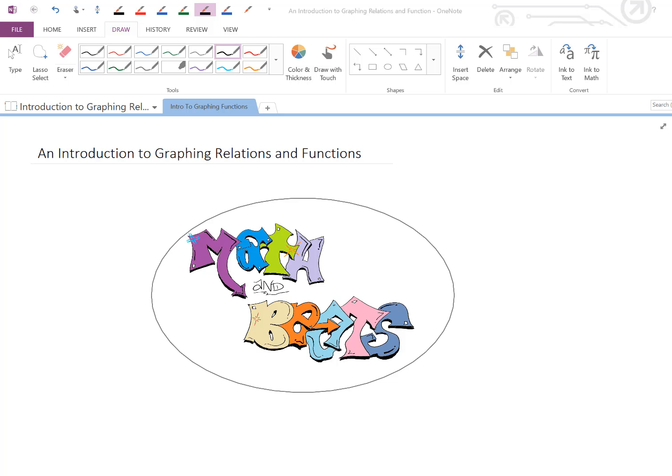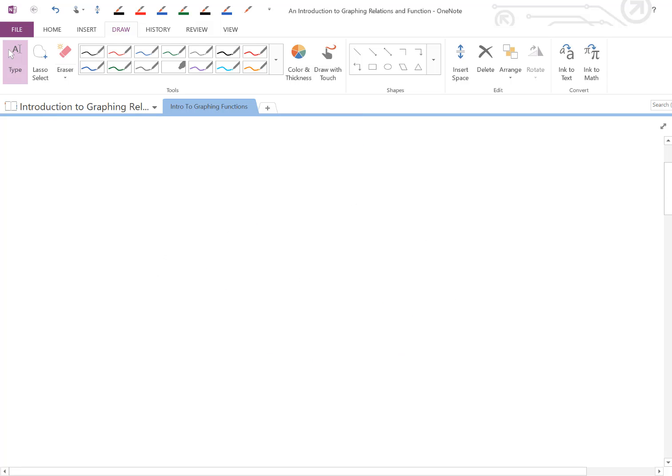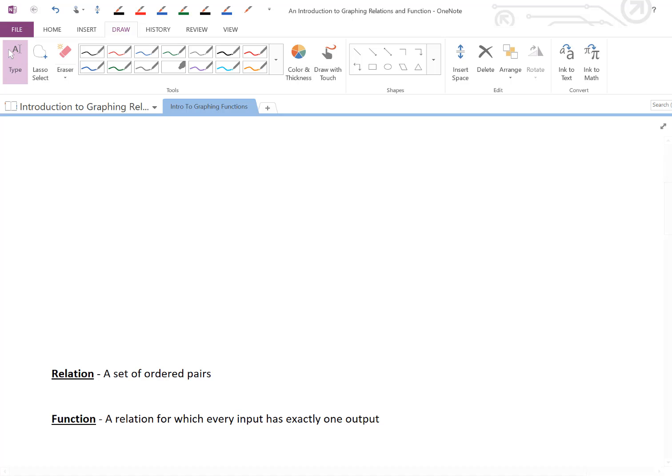Today, I'm going to do a video on introducing how to graph relations and functions. So, to begin with, we're just going to refresh our memory. What's a relation? What's a function? Remember that a relation is any set of ordered pairs, and a function is a particular type of relation for which every input has exactly one output.